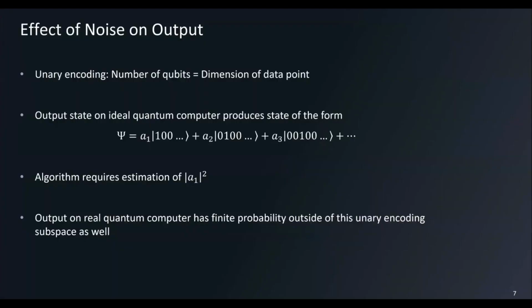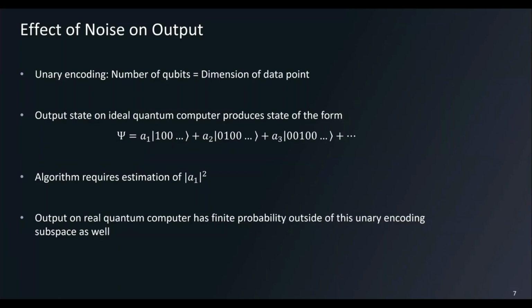So now, before running an algorithm on a real quantum computer, we always have to think about the effect of noise. In this case, we used what's called a unary encoding, in which the number of qubits is equal to the dimension of the vector corresponding to each data point. The equation over here shows the form of the quantum state obtained at the end of the circuit execution.